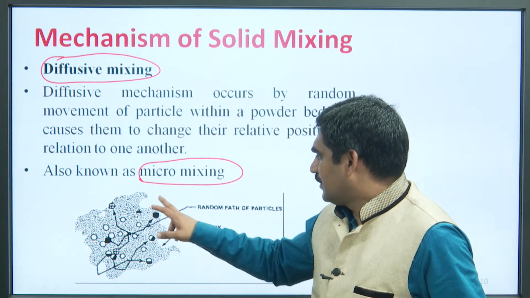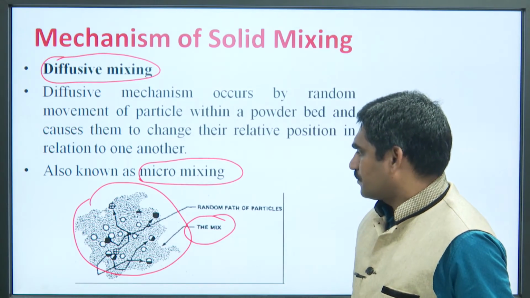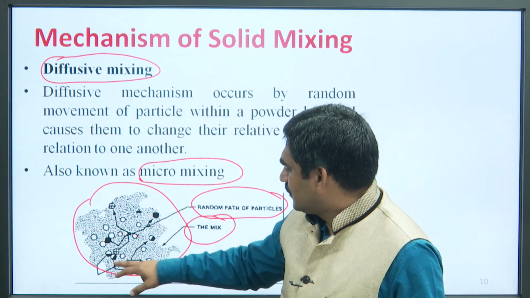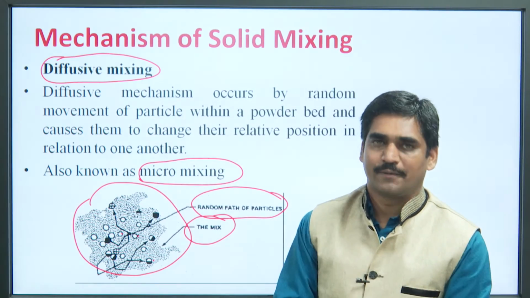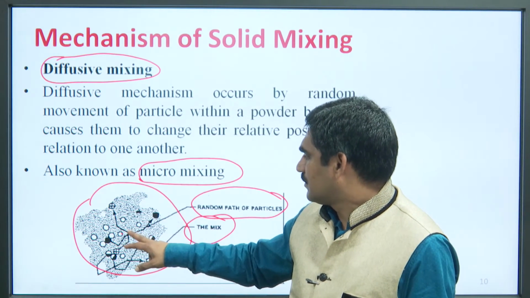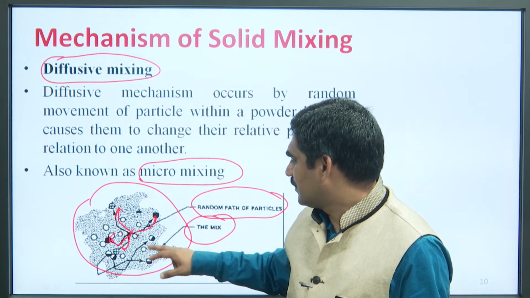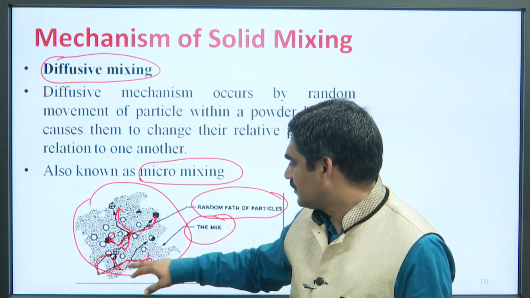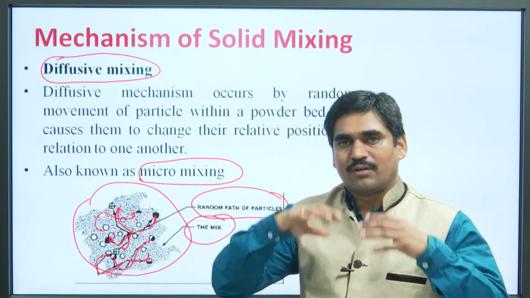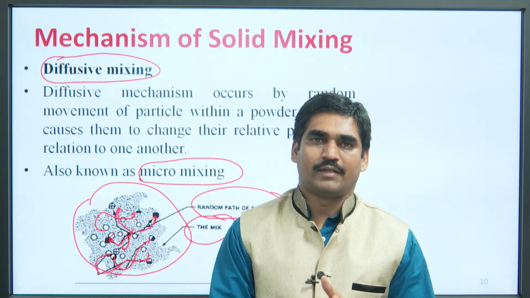What happens? See, as it is shown in the diagram, here is the mix and random path of particles. You see, the particles are moving randomly, haphazardly in this mixture. One particle is moving in this direction, one is in this direction, another one is here, again this is moving in this direction, and from here it is moving to this place, like that. So, random movement of particles takes place, or the movement of particles follows a random path.